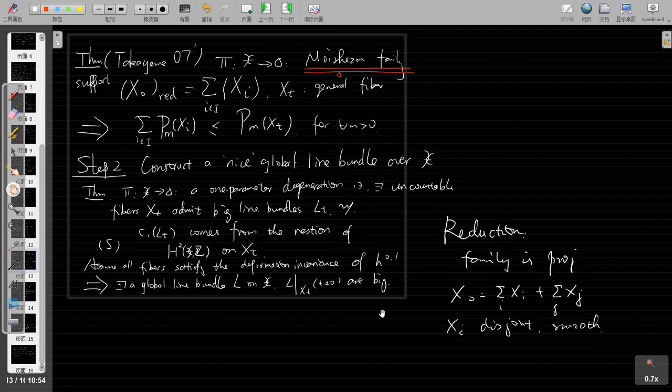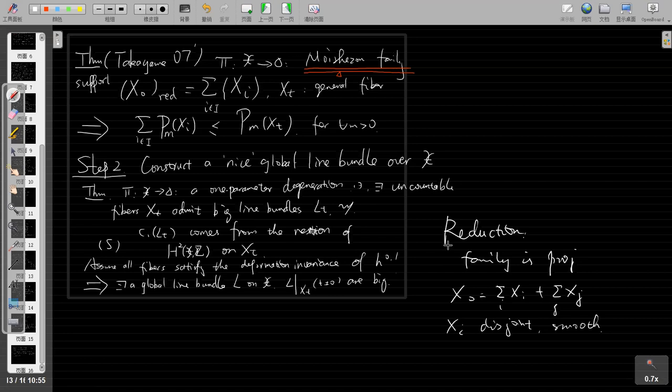So I didn't really understand your strategy. For your main theorem, you said that for uncountable fibers of general type, but in this case you don't need to assume that for H01 as the invariant. The key point is clear.